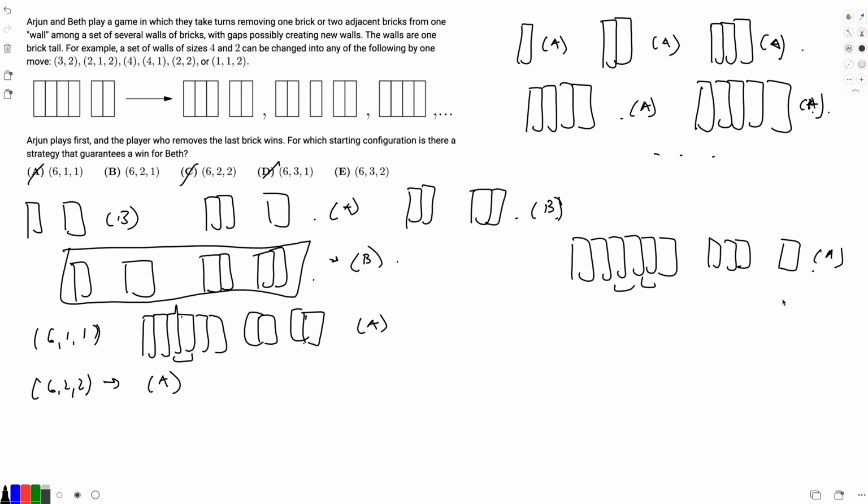Finally, we have a 6, 3, 2 scenario. In this case, what Arjun needs to do is take this brick over here. Once he takes this brick, we have two 2s and two 3s, in which case whatever Beth does, Arjun mimics and wins. So by process of elimination, we see that the answer is B, and if you're not convinced, you can experiment with B and see that we cannot get to our favorable configuration. And we are done.